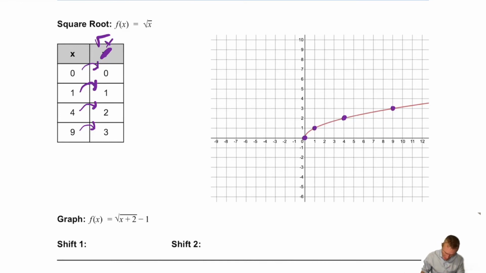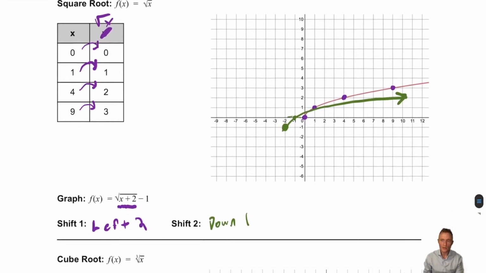Important part for today is that you see this x plus 2 on the inside, and I want you to think left 2. Because now instead of x of 0 giving us 0, we need that x to be negative 2. So the first shift we're going to do is left 2 spaces. But we're not done. We also have a shift of down 1. Our new vertex is going to be right there. This one I'm just going to do a super quick sketch. It's the same function, just shifted left 2 and down 1 space. That's your square root function.